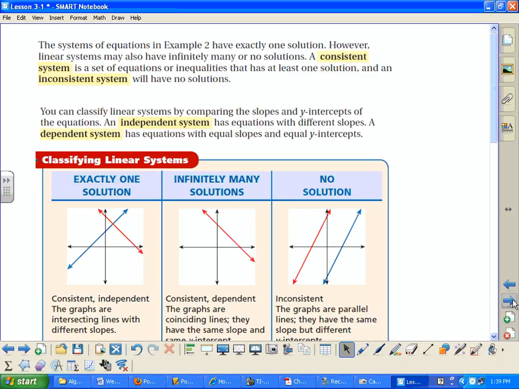Identifying systems or classifying systems. So a system of equations is an example to have exactly one solution. However, linear systems may also have infinitely many solutions or no solutions. A consistent system is a set of equations or inequalities that has at least one solution, and an inconsistent system has no solutions. You can classify linear systems by comparing the slopes and y-intercepts. That's why it's important to be able to write them in slope-intercept form.